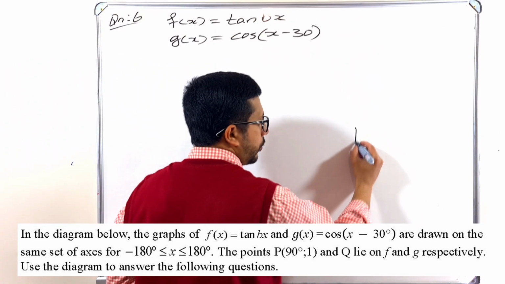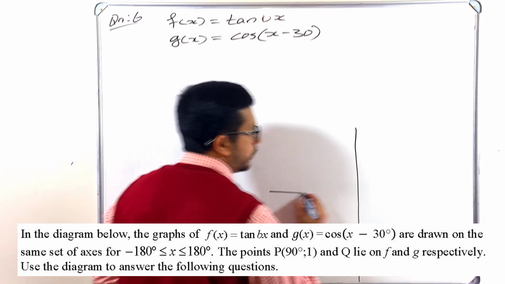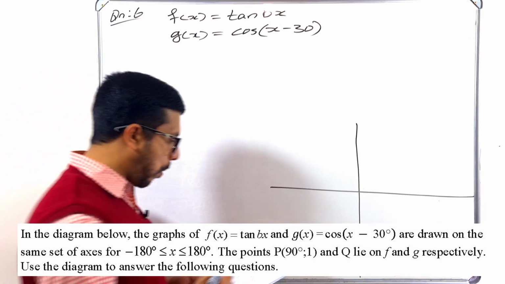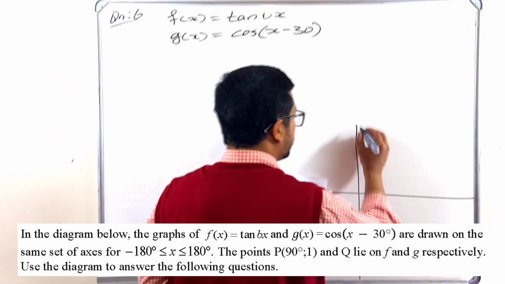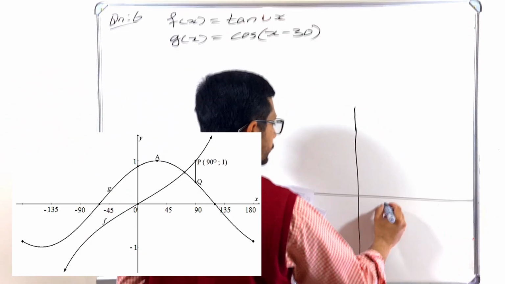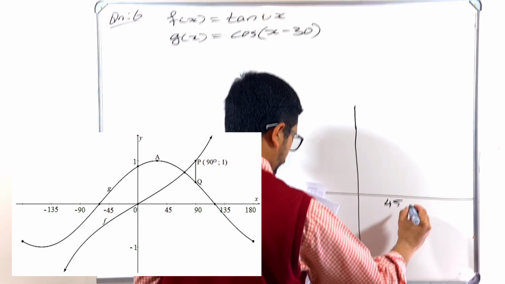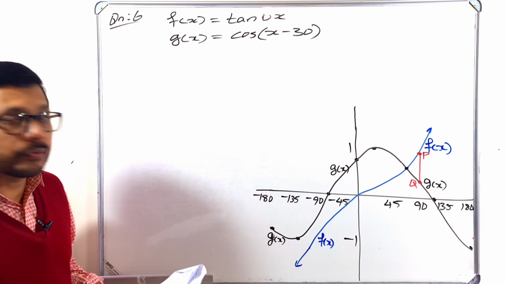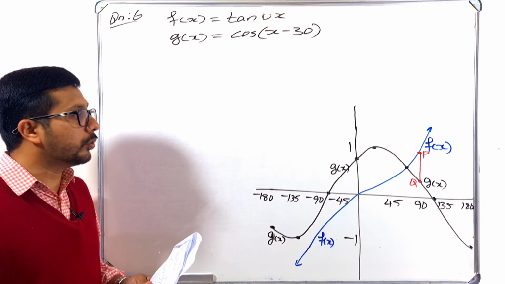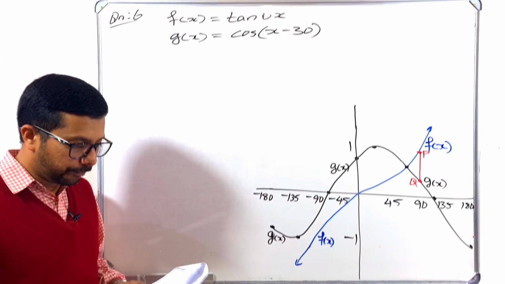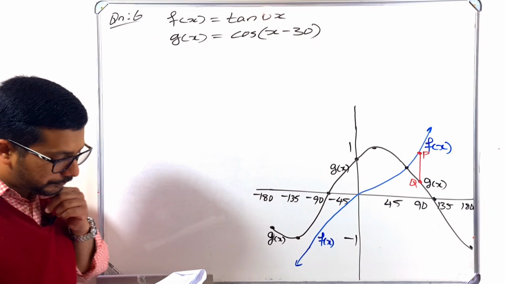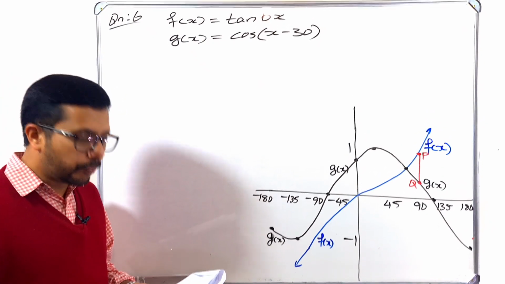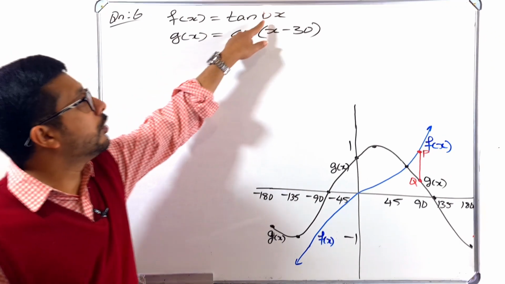So first let me draw that diagram, then after that I will explain the remaining things. Okay, so I tried to draw a rough graph of that f of x and g of x. You have to look at your question paper also. Now what is the first question? 6.1, determine the value of b.